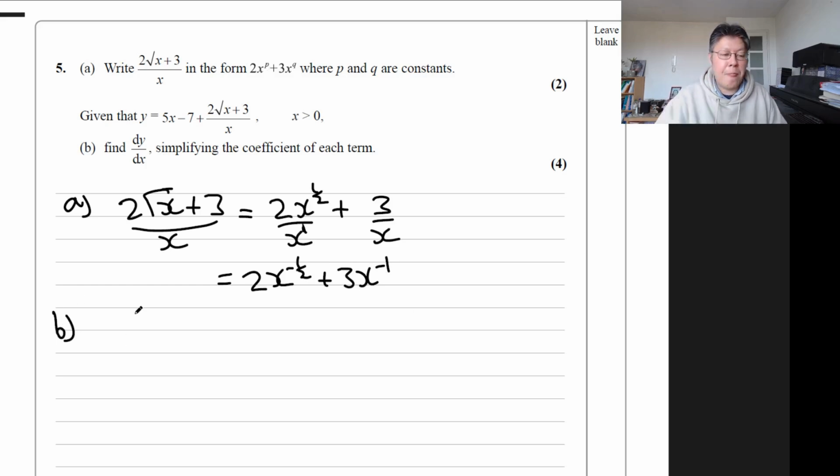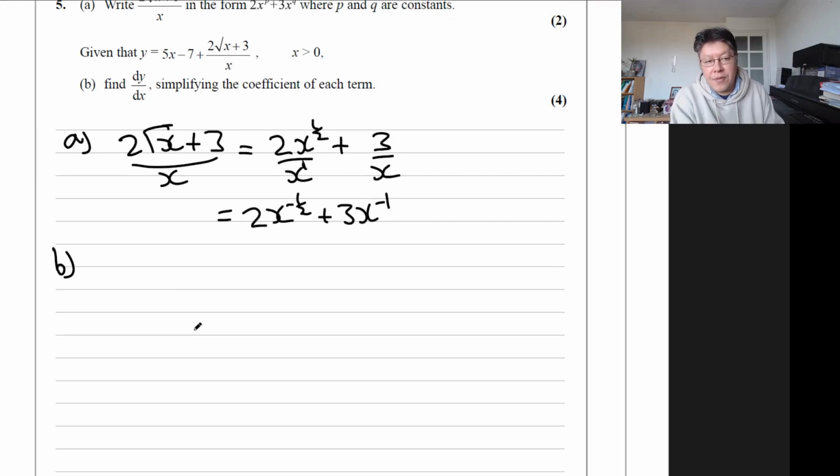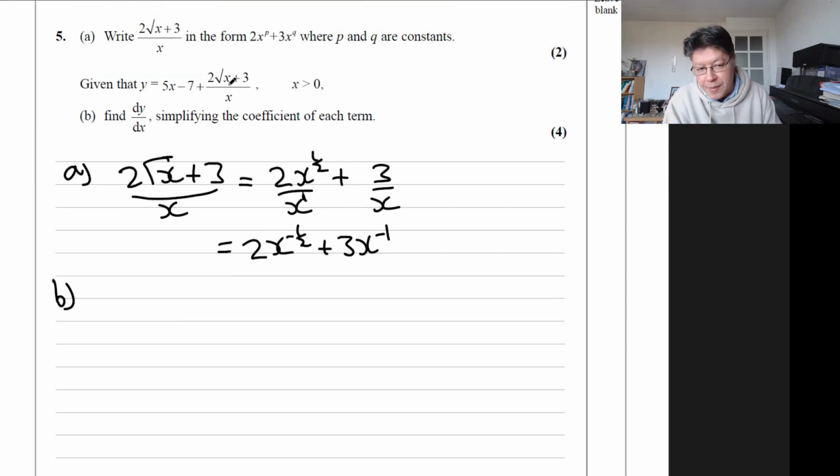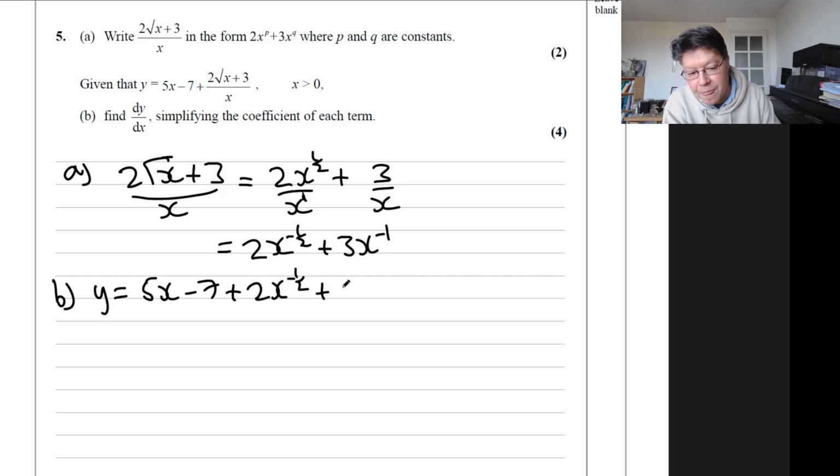And part B, we're given that y equals 5x minus 7 plus the same thing that we had in part A, and we need to differentiate it. So let's write out y first. So that's 5x minus 7 plus, and we're just going to replace this with this over here. So that's plus 2x to the minus half plus 3x to the minus 1. And now we can differentiate it.